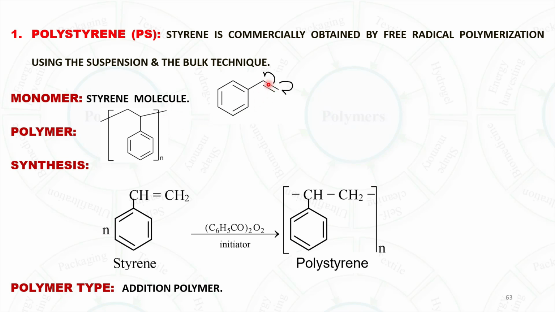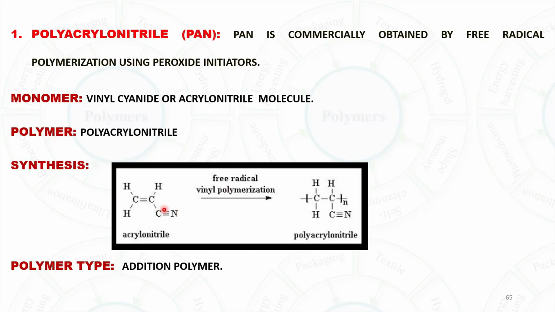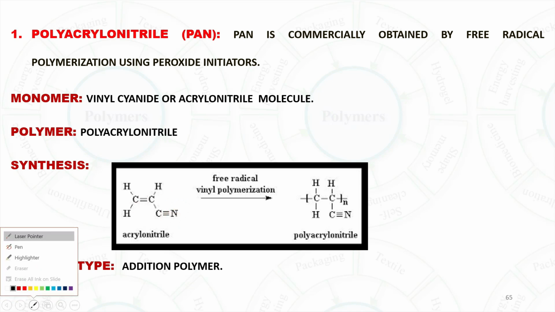If you look here also, you will see that it is a polymer of the vinyl series, because there was CH2 here and I removed one hydrogen and replaced it with phenyl. So we are doing the same here as well. Recall that this was a double bond CH2. By replacing one hydrogen with CN, or cyanide, it becomes acrylonitrile.